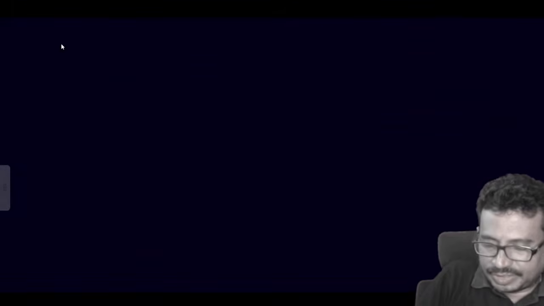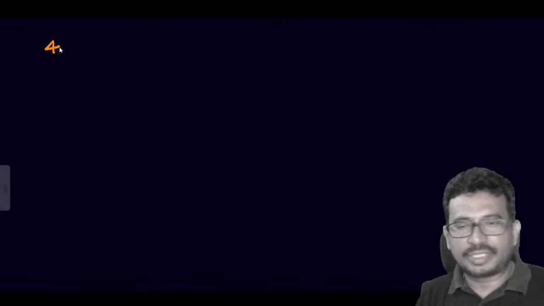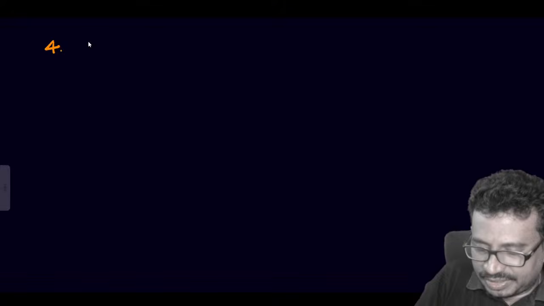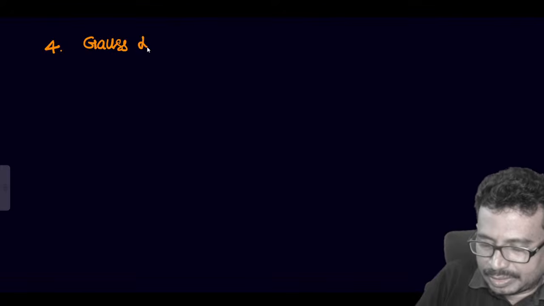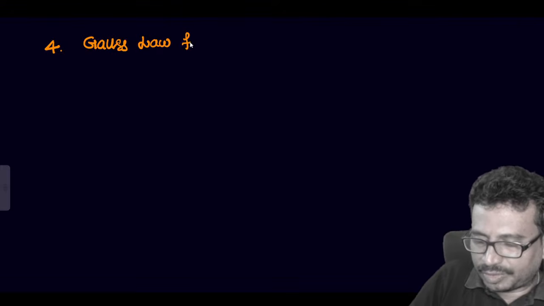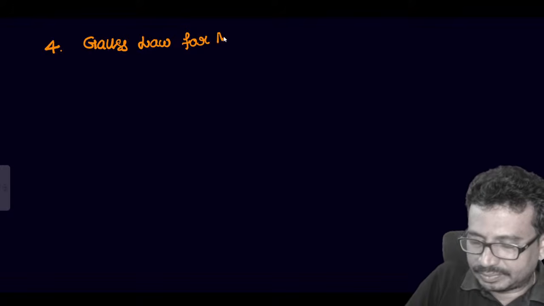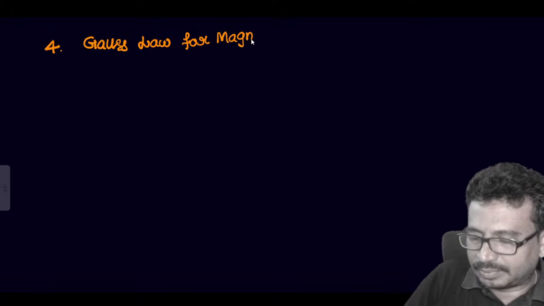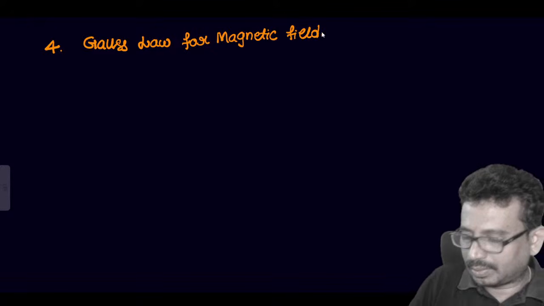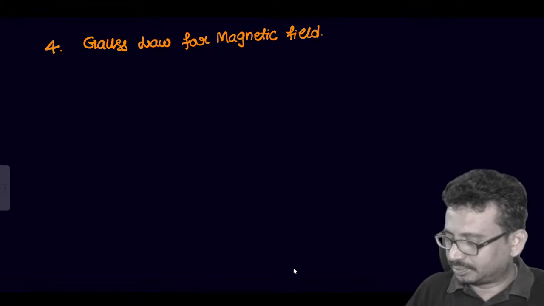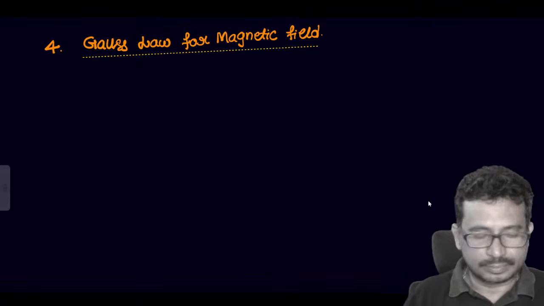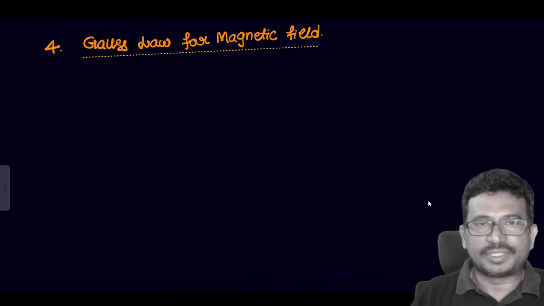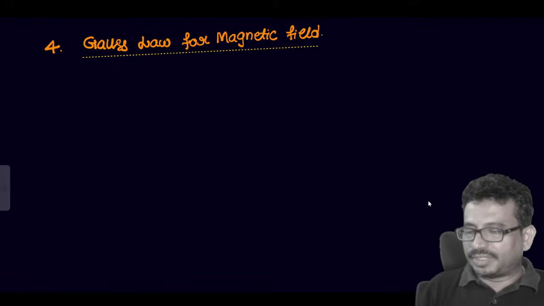Next one, the fourth equation, is called Gauss law for magnetic field.